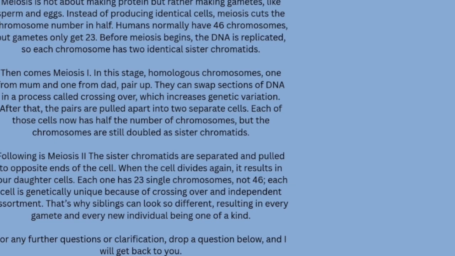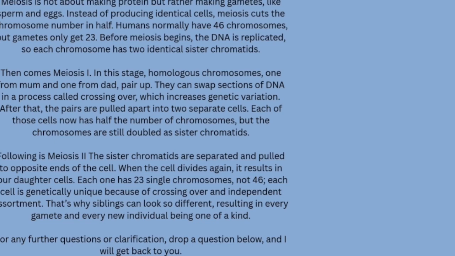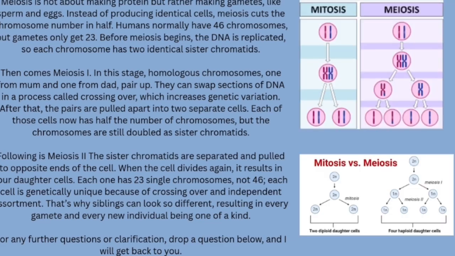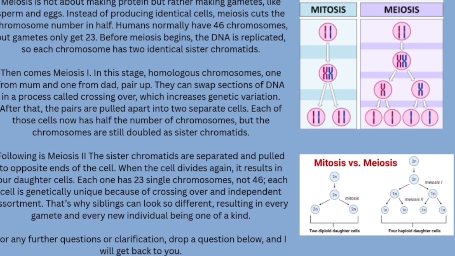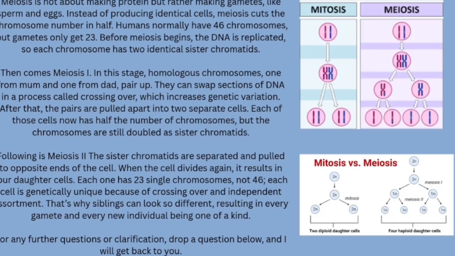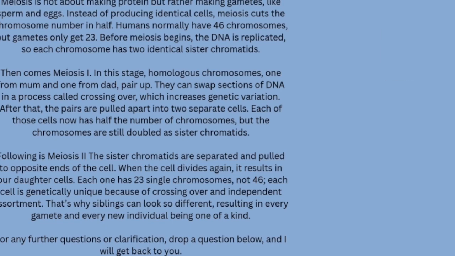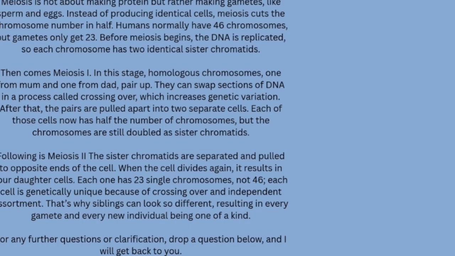Following on is meiosis 2. The sister chromatids are separated and pulled to opposite ends of the cell, where the cell divides again. It results in 4 daughter cells. Each one has 23 single chromosomes, not 46. Each cell is genetically unique because of crossing over and independent assortment. That's why siblings can look so different, resulting in every gamete and every new individual being one of a kind.